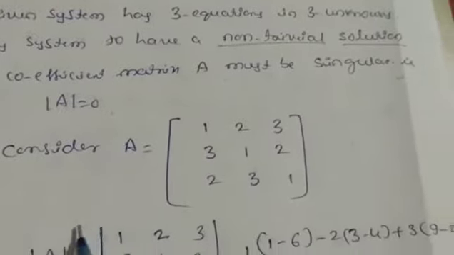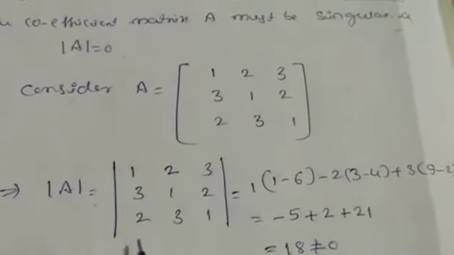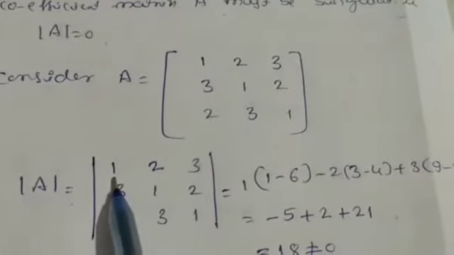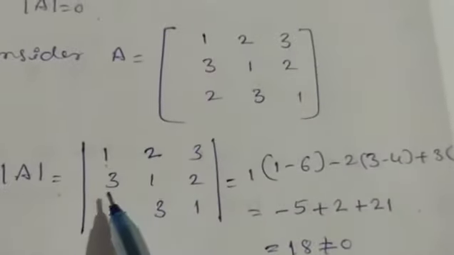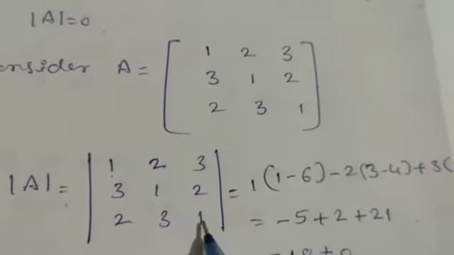Then you have to find the determinant of A here. Determinant of A is equal to, you know how to find the determinant of A. Expand this. First one is 1. First you have to take 1. Then you leave this column and row and cross multiply.